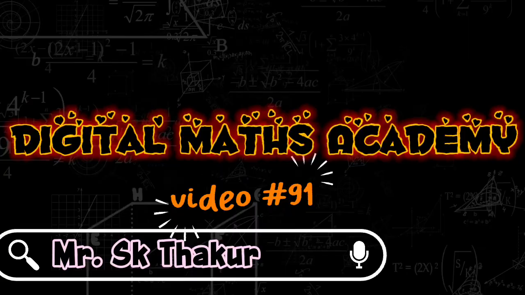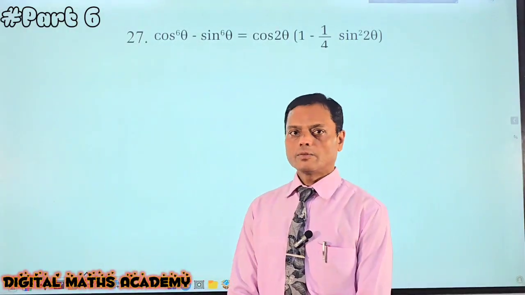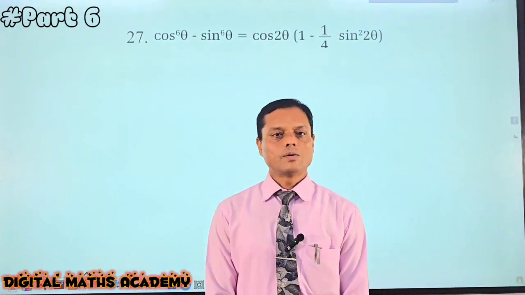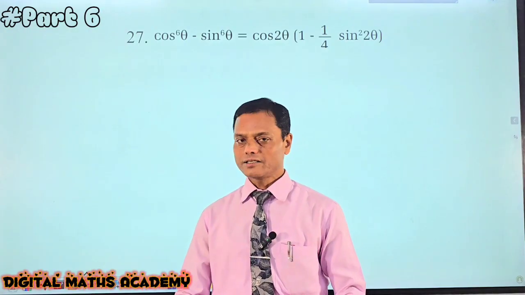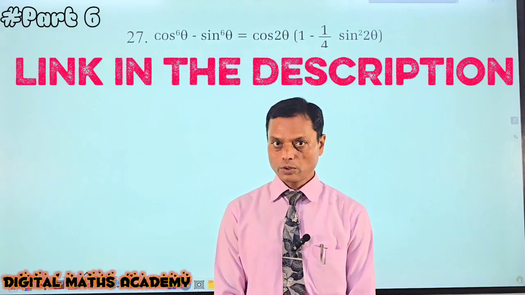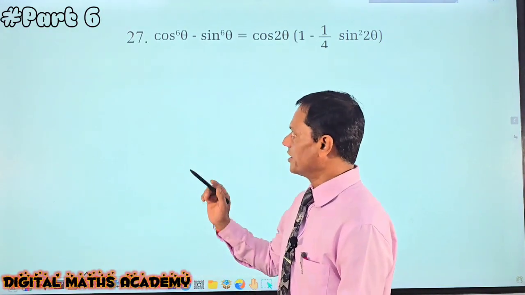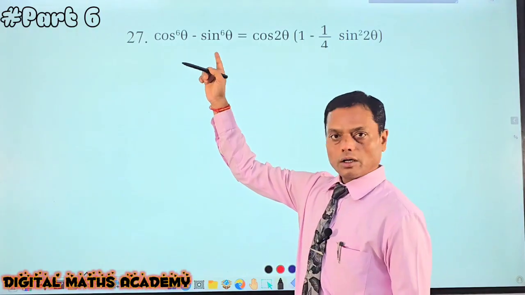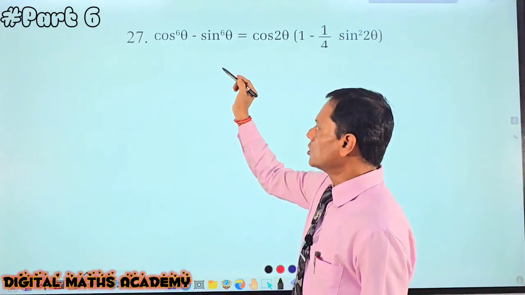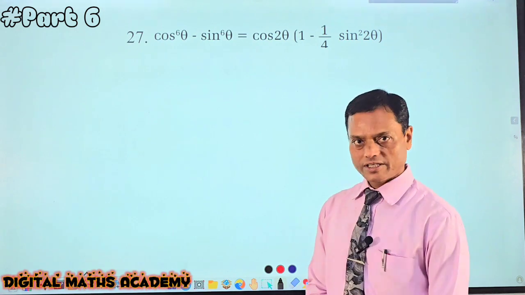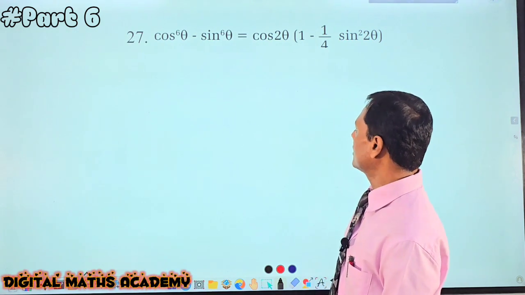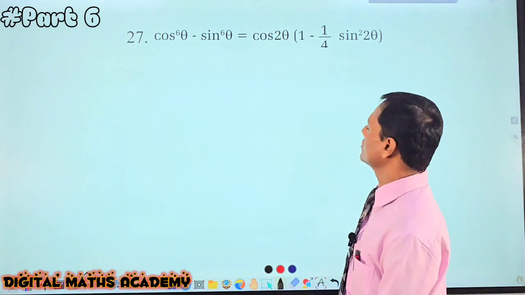Let's ride. Identity number 27. I have already solved 26 identities in the previous videos. I am pretty sure you may have watched. Let's begin. In 27 number, we have cos to the power 6 theta minus sin to the power 6 theta equals cos 2 theta times 1 minus 1 by 4 sin square 2 theta.